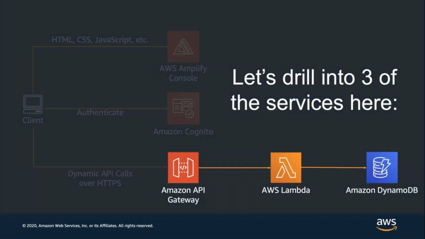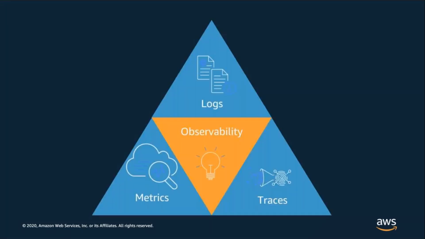So now let's take three of the services in this stack. We're going to focus primarily on how Amazon API Gateway, Lambda, and DynamoDB relate and integrate with CloudWatch and then X-Ray. And this aligns with the three pillars of observability that we were talking about before. So metrics, logs, and then traces.